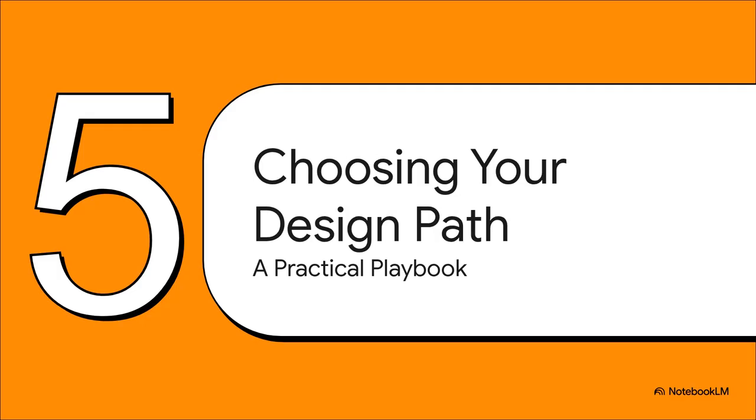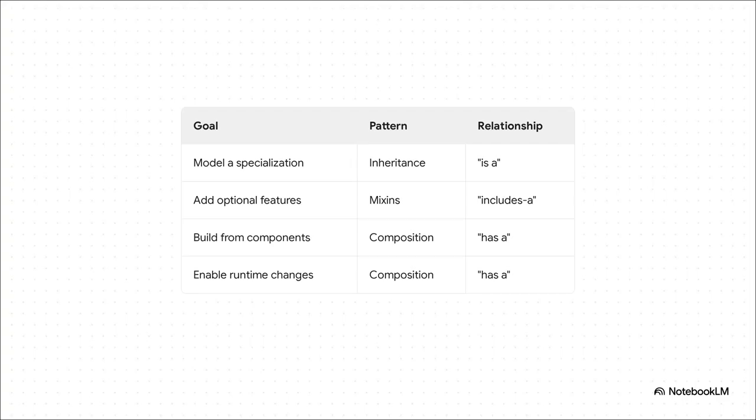Problem solved. Okay, so we've covered a lot. We've seen the potential rigidity of inheritance, the awesome flexibility of composition, and the special cases where mixins come in handy. So how do you actually choose? Let's boil this all down to a simple playbook you can use. Here's your cheat sheet. It's pretty straightforward.